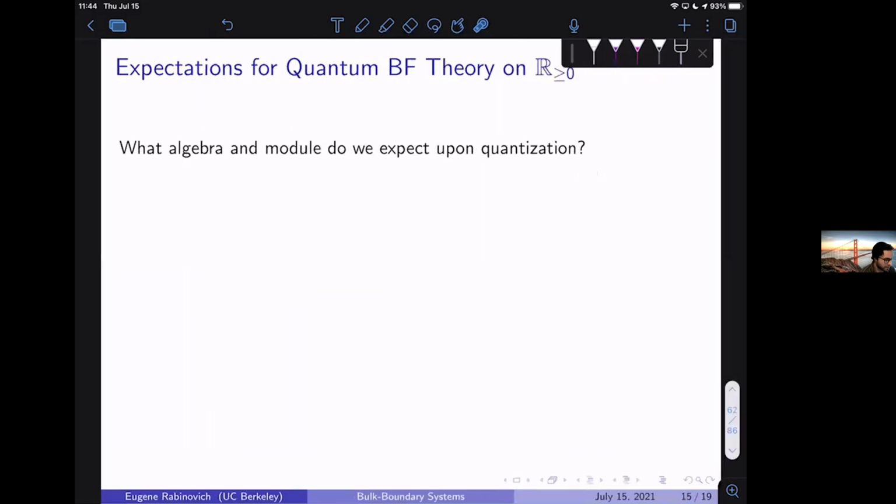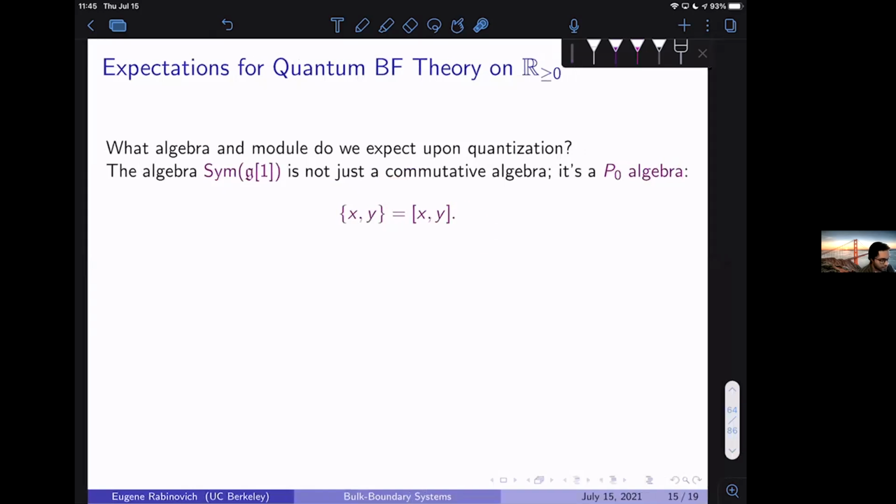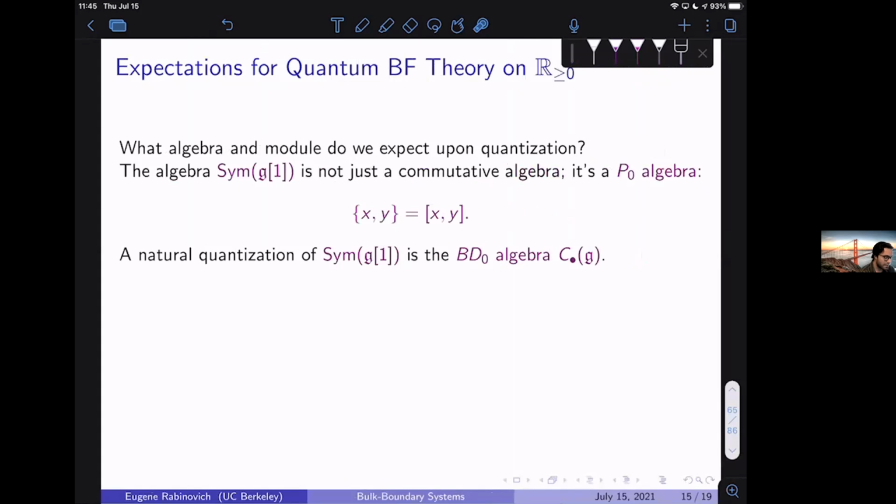And then now what do we expect at the quantum level? So what sort of algebra and module do we expect to get upon quantization? So one way to go about this is to ask, well, this is Sym of g shifted by 1. It's not just a commutative algebra. It in fact also has a P0 structure. And on linear generators, it's just induced from the Lie algebra bracket. And one natural quantization of this is this BD algebra of Chevalley-Eilenberg chains on g.